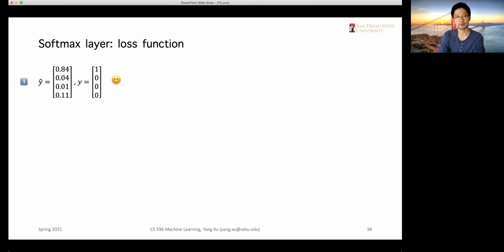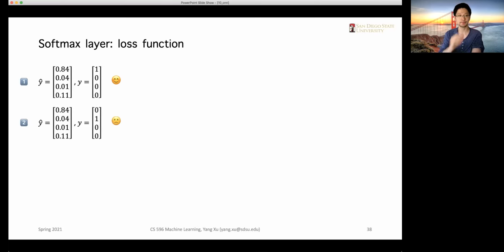We have 0.84 as the probability for the first category, say airplane, right? And the y without the hat, the y is the ground truth. So the y is a one-hot encoding, which has a 1 and 3 zeros. The y indicates that this is actually a plane. So with this prediction, we're actually happy because it assigns the highest probability to the correct position.